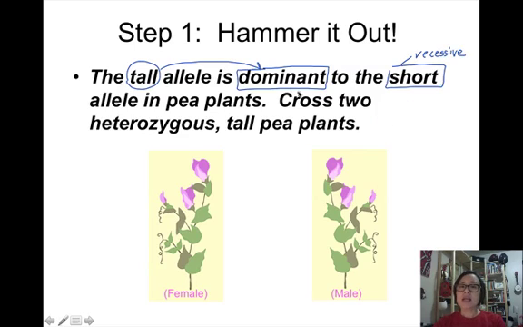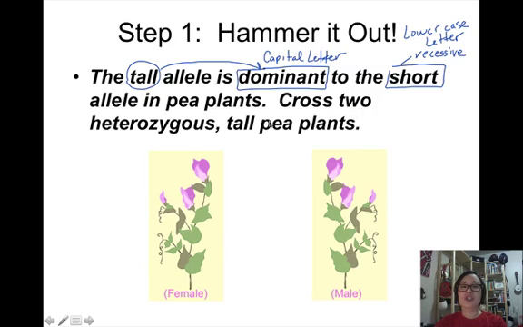Okay? The next thing that I'm going to do is I'm going to remind myself if something is dominant, is it going to be a capital or a lowercase? Well, I know if something's dominant, it's always going to be a capital letter. So I'm going to write that down so I don't get confused. And if something's recessive, I know that that's always going to be a lowercase letter. Then I'm going to read on.